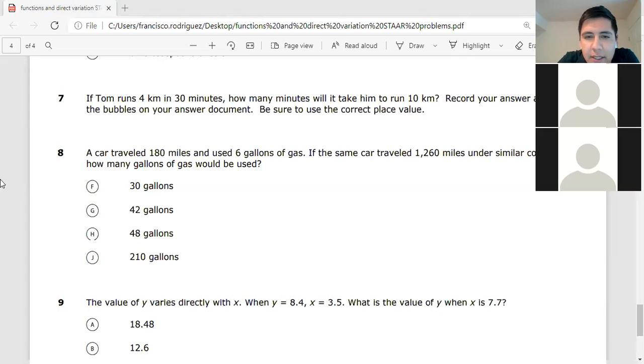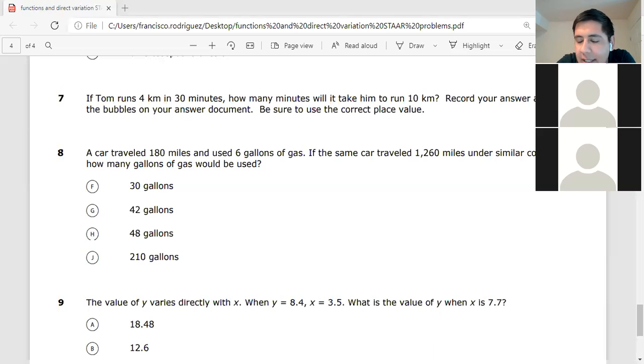So let's just think about this, okay? It tells us a car traveled 180 miles and used 6 gallons of gas. If the same car traveled 1,260 miles under similar conditions, basically saying miles per gallon, right? And that's usually how we measure our cars. We want to see how many miles we can travel for every gallon of gasoline that we put in there, right?